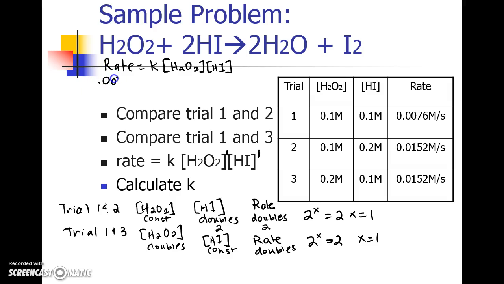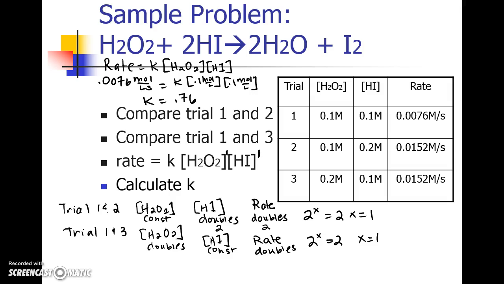So 0.0076, and it's molarity per second, so it's moles over liters seconds, is equal to K. And I'm going to go ahead and put in 0.1 moles per liter and 0.1 moles per liter. When I solve this, I end up with K is equal to 0.76.